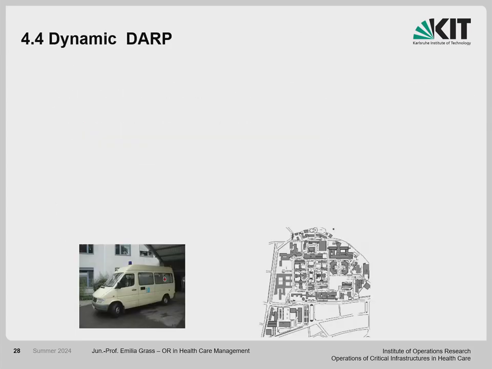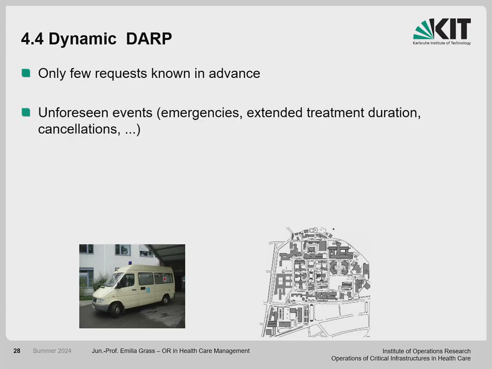Okay, so here what we know already is that, of course, only few requests are known in advance. We have unforeseen events that have to be put into the problem. So the dynamic version is simply an extension of the traditional DARP, and this is the main thing, it incorporates real-time elements into the model. As soon as new information arrives, the model will adjust and the decisions will be adjusted. So you have some kind of rescheduling, re-optimization as soon as new data is coming in.